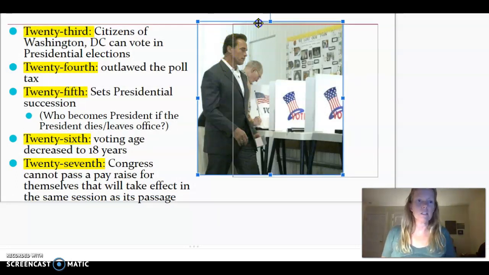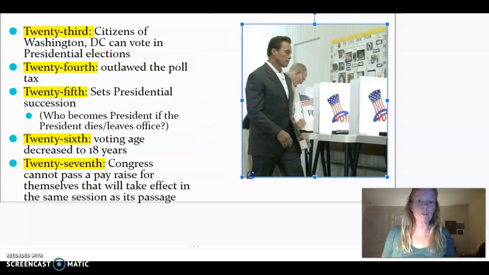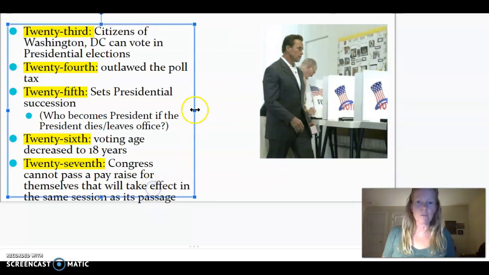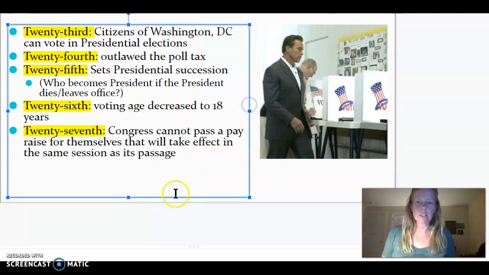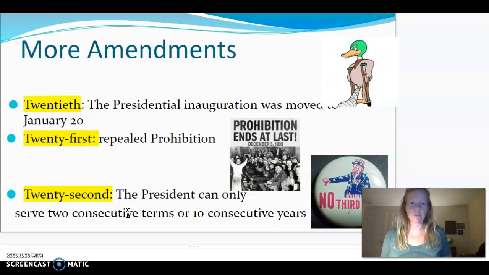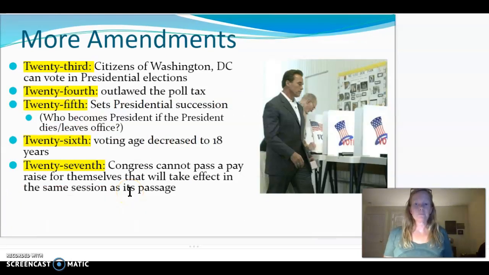I have no idea why the outdated PowerPoint has a picture of Arnold Schwarzenegger voting for himself in an election that he's no longer in office for, but there you go. So those are the remaining ones.